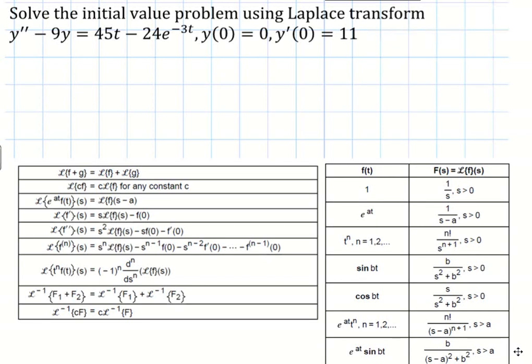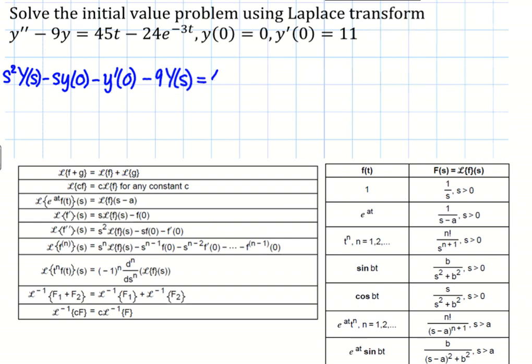We will use Laplace transform to solve this initial value problem. So first we transform the equation using Laplace transform. And we have a second derivative, so we use this formula, which turns into s squared Y(s) minus s y(0) minus y prime of 0 minus 9Y. The transform of y is just the function of s.